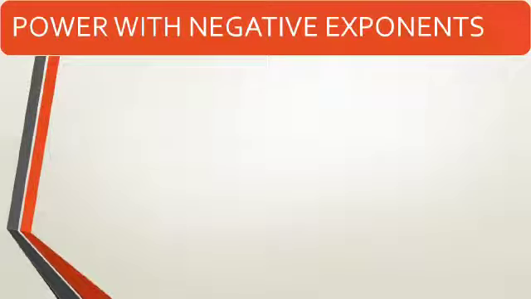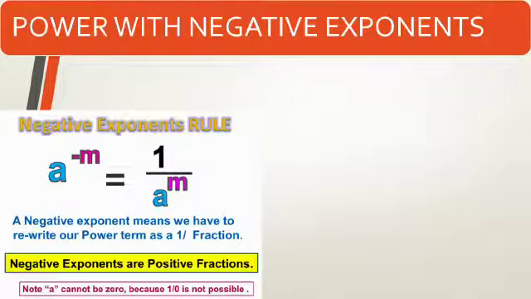Power with negative exponents. See here the negative exponents rule: a^(-m) is equal to 1 by a^m. In negative exponents, we have to rewrite our power term as 1 by a fraction, whatever it is. Negative exponents give positive fractions. Here a cannot be 0 because division by 0 is not possible.